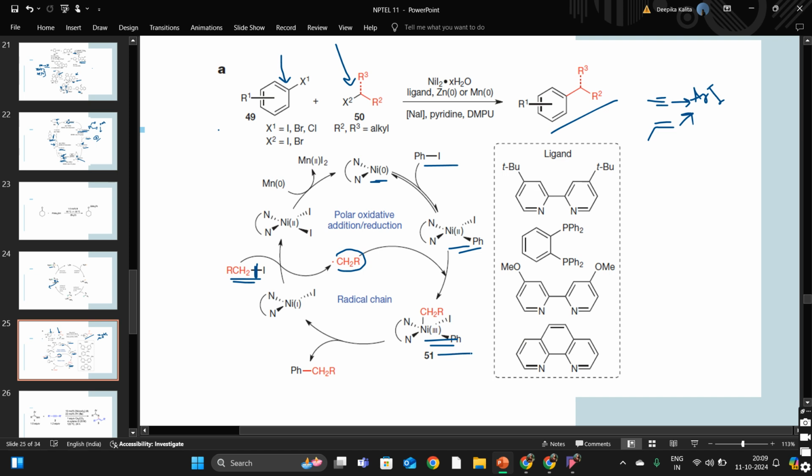Now this nickel 3 metal complex undergoes reductive elimination to give us coupling between this aryl ring and this alkyl chain. Both of these will combine after the reductive elimination to give us the third hydrocarbon as the final product. So via these two different mechanism cycles, we involve both oxidation reduction and radical chain for the oxidation of Ni2 to Ni3.